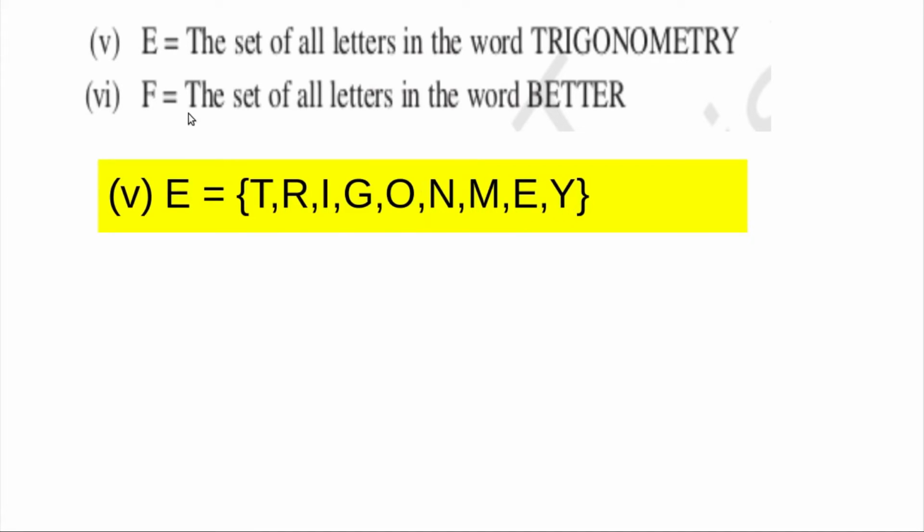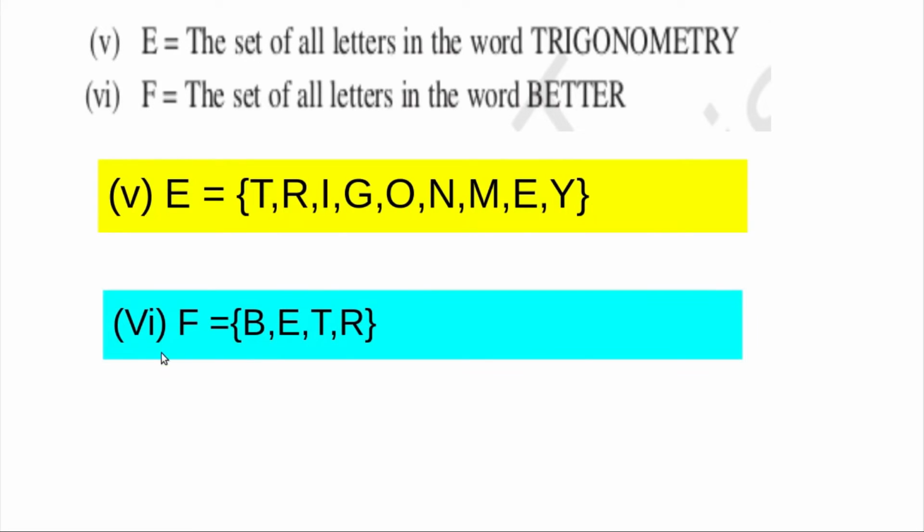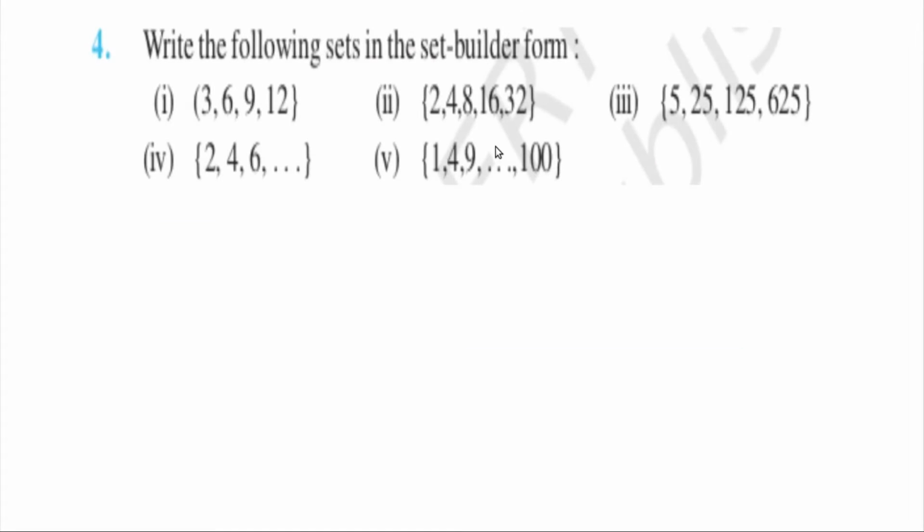Next, F is equal to the set of all letters of the word better. Here F is equal to the set B, E, T, R. There is no need of repeating the letters E and T. The next question is, write the following sets in set builder form. We have to write these 5 sets in set builder form.